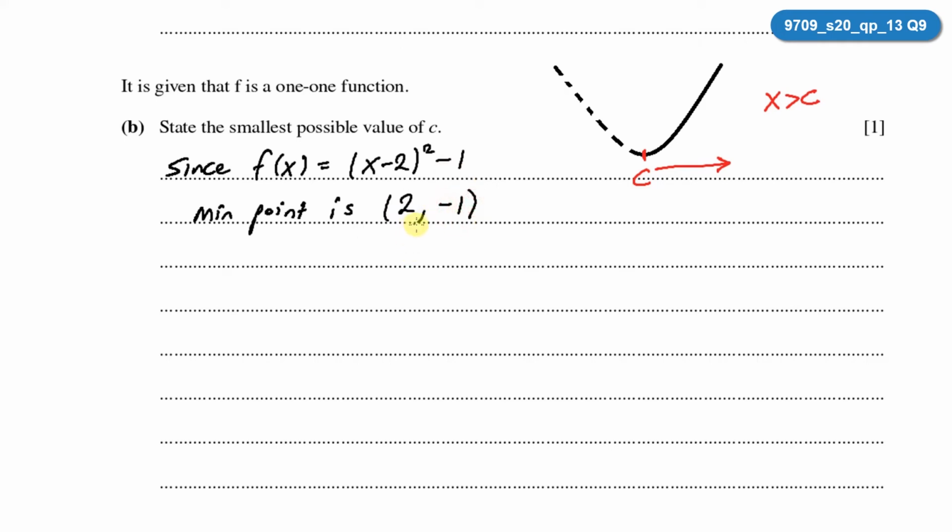So this here is the minimum point of f of x, which therefore means that the domain is defined for values of x greater than c, where c is the minimum point or minimum x value. So x should be greater than the x value here, which is 2, and therefore the minimum value of c should come out as 2. And that's the answer here to part B.